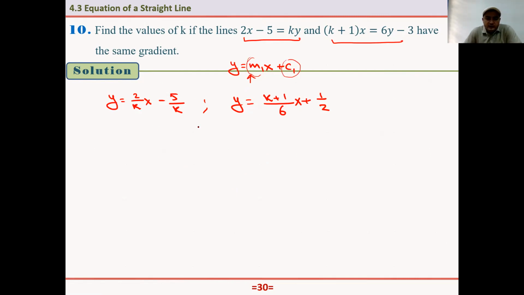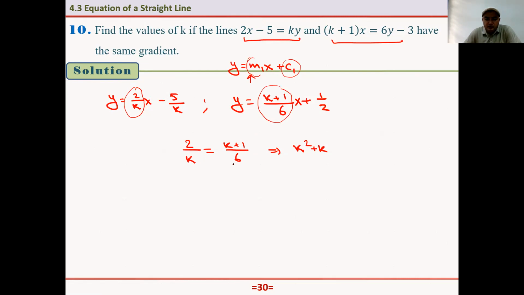Anyway, since the question says that they have the same gradients, what is the gradient of the first line? That is 2 over k. The gradient of the second line is k plus 1 over 6. So since the gradients are equal, these two things must be equal to each other. Now if you just cross multiply, we will get k squared plus k.